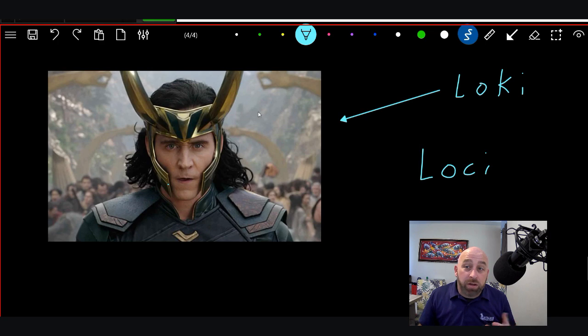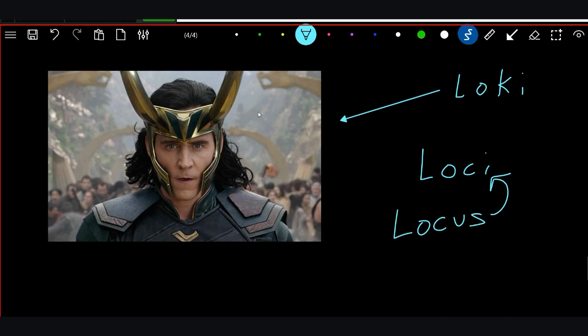Remember when we talked about the word radius? Radii is when you have more than one. Here's another one of those words. Locus, and the plural is loci. This guy right here, Loki, is somebody totally different, so don't worry about Loki. We're talking about locus and loci.